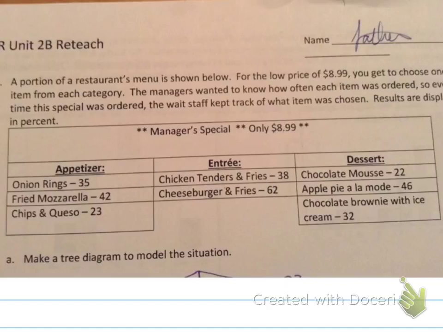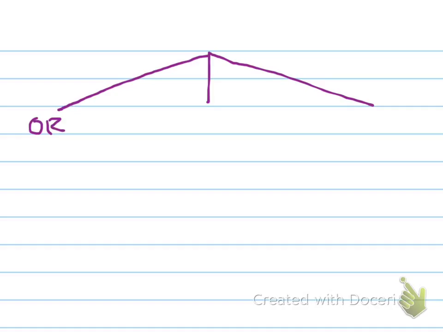So what we wanted to do first, they said to make a tree diagram. So I'm going to get to a blank space and we can start drawing our tree diagram. What's different about this diagram compared to other diagrams is that it's going to have little numbers on it. If you followed us through the Unit 2A reteach, we did the same kind of diagram. We just put little branches, but before we had no numbers.